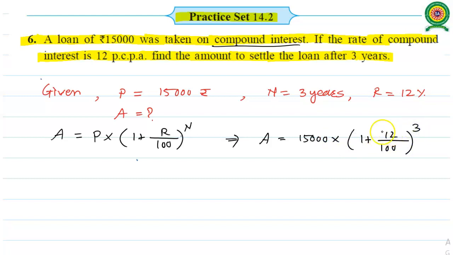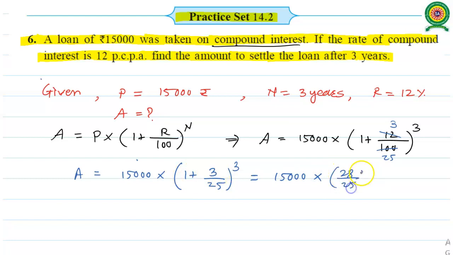Now, we know 4 3s are 12 and 25 4s are 100. So now we have A equals 15,000 into 1 plus 3 divided by 25, the whole cube. Let's make the cross multiplication in the bracket. We have 25 ones are 25 plus 3 is 28. So 28 divided by 25, the whole cube. Cube means multiplying it by itself 2 times, so we are getting 15,000 into 28 divided by 25 into 28 divided by 25 into 28 divided by 25.